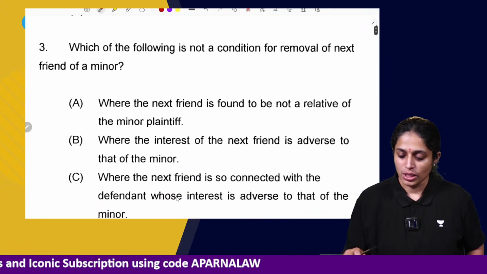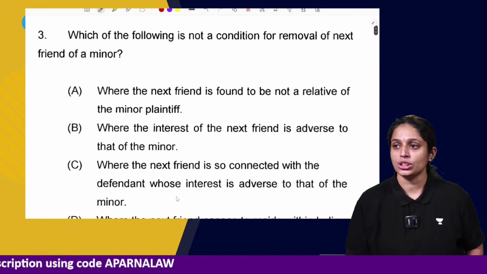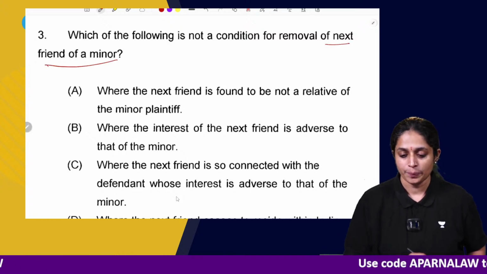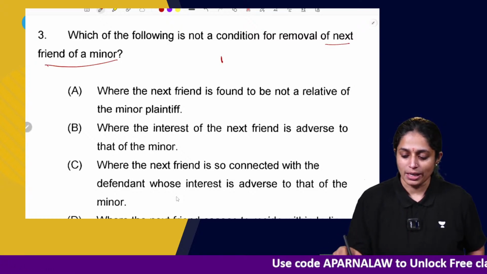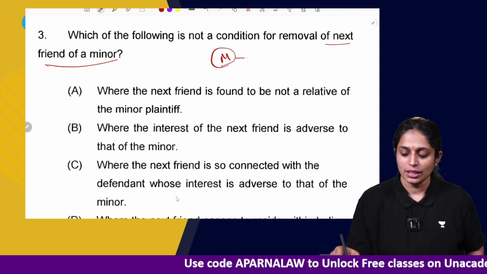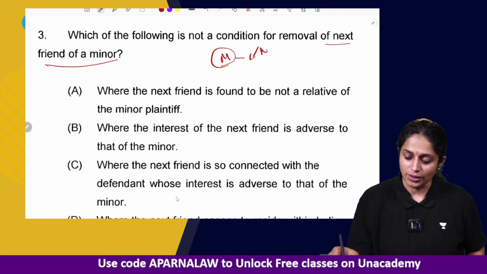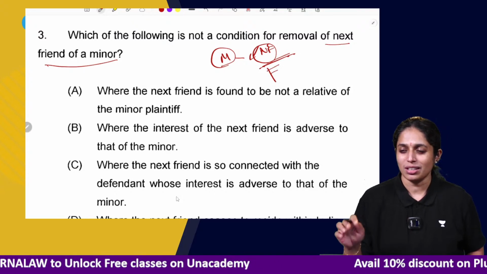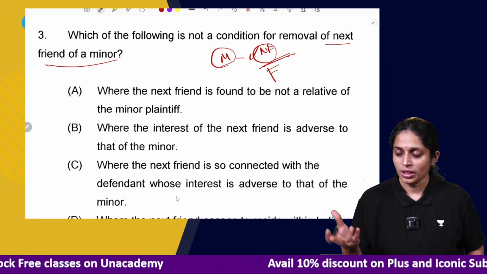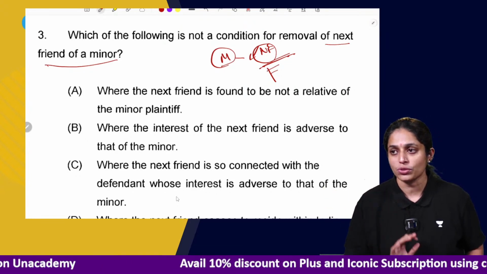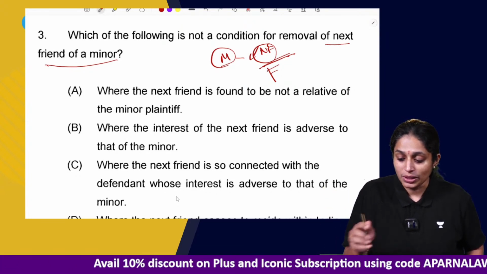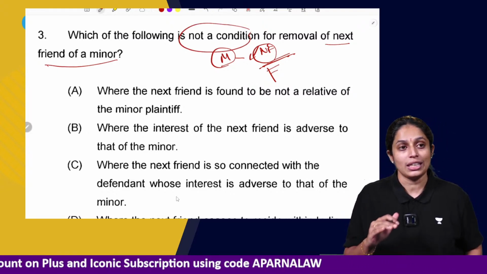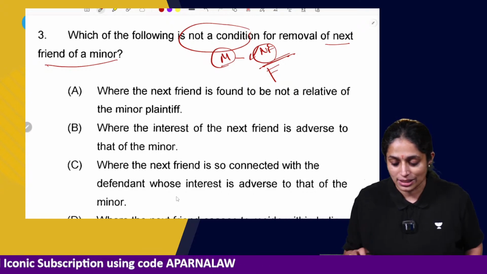Next one, third one. Which of the following is not a condition for removal of next friend of a minor? Because the minor's suit will be filed by the next friend, that next friend will be removed if he is of a different nature, because it would be adverse to the interest of the minor. So which among them is not a condition? In this question paper, you can see most of the questions are negative questions. So please pay attention while answering.